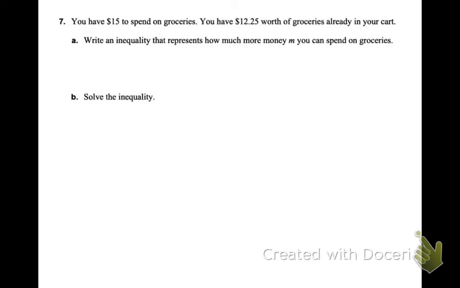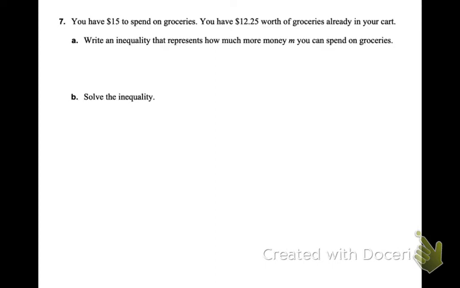Finally, we have our word problem. In this case, we're going to write an inequality statement for the first part. We have, you have $15 to spend on groceries. That's like our total money that we have in our pocket or whatever it may be. You have $12.25 worth of groceries already in your cart. So we're going to write an inequality that represents how much more money M we can spend on groceries.